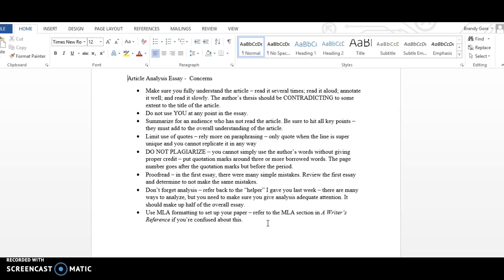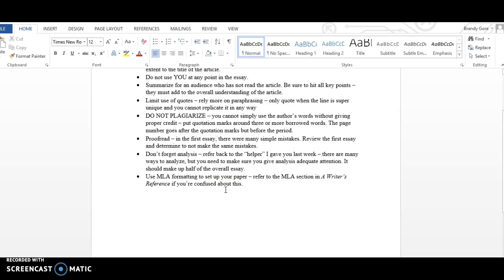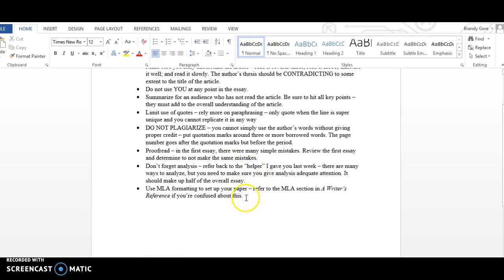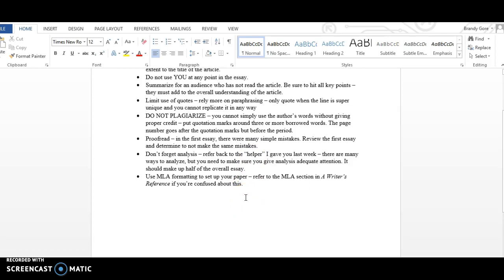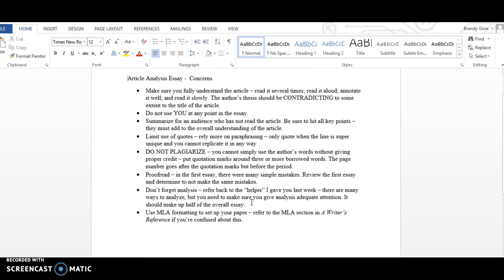So please proofread. It says first essay. This essay. Proofread it. Watch for any simple mistakes. And don't forget analysis, and it refers to a helper. So you have to understand, I wrote this a long time ago for a different class, so forgive me. But I'm fixing to show you the helper. And then, of course, use MLA formatting. The MLA section is already available in Writer's Reference, even though you may not have quizzed over it yet. It's there for you, so use it as you need to.